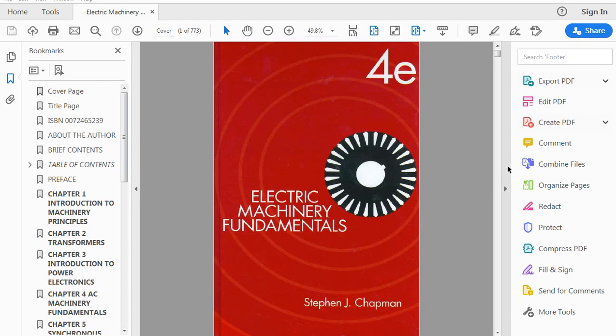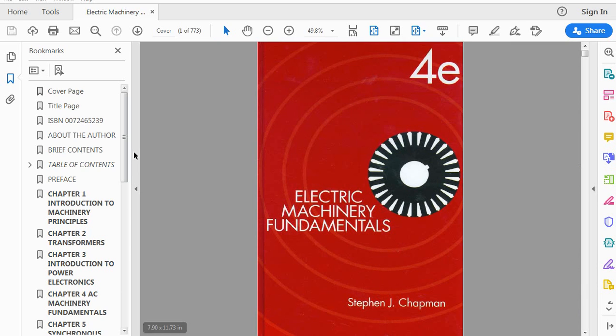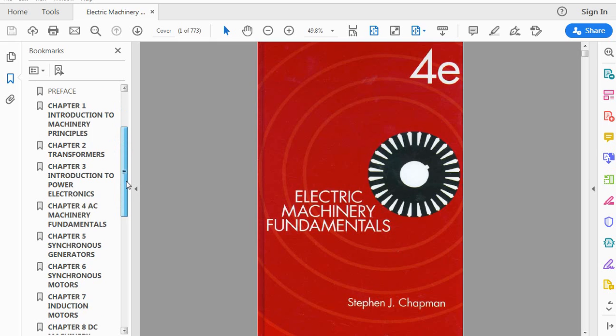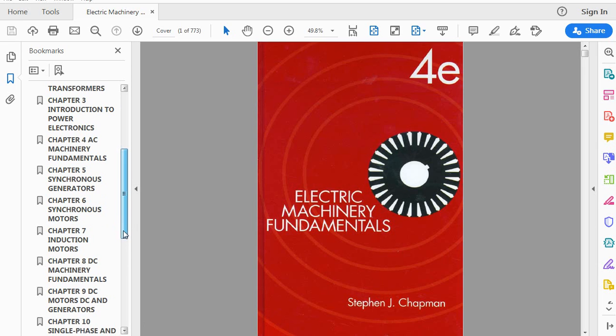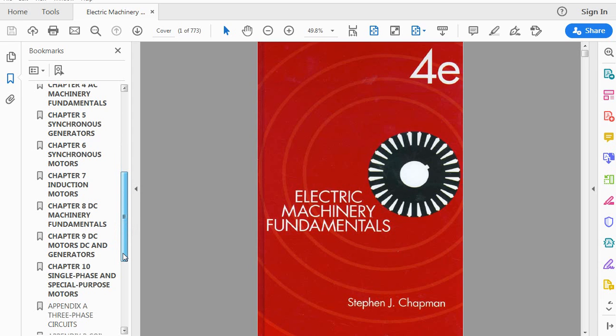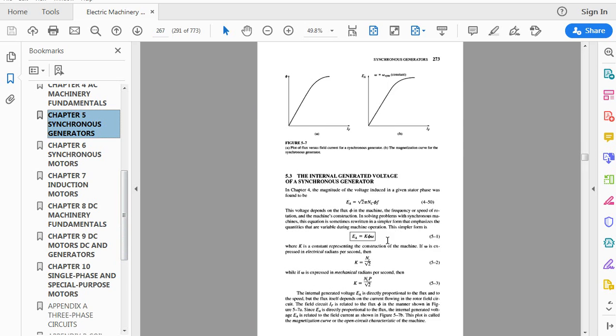Let me go in the Chapman. Any one of you having Electric Machinery Fundamentals by Stephen J. Chapman, 5th edition, kindly please share with me. I have the 4th edition. It creates a lot of problems for me. There is not much difference, but there is one chapter difference. Chapter number 3 has been taken out from the 5th edition. Otherwise, it's the very same thing.